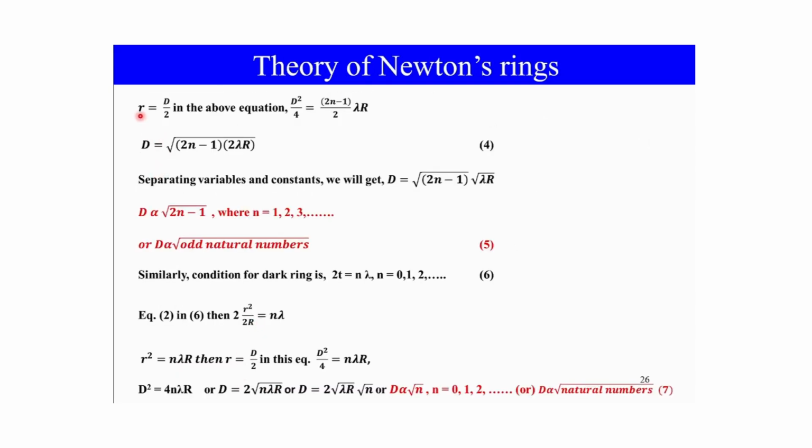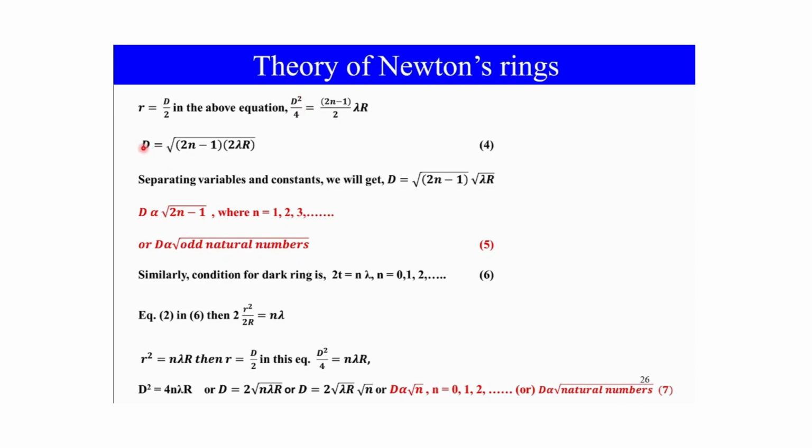Now radius is equal to diameter by 2. Now substitute in the above equation, in the place of r, small r is nothing but the radius of the ring, that is equal to diameter by 2. So r square becomes D square divided by 4, that is equal to (2n minus 1) by 2 into lambda R. Now here the 2 and 4 cancel, and D square is equal to 2 into (2n minus 1) into lambda R. We need the equation for the diameter only.